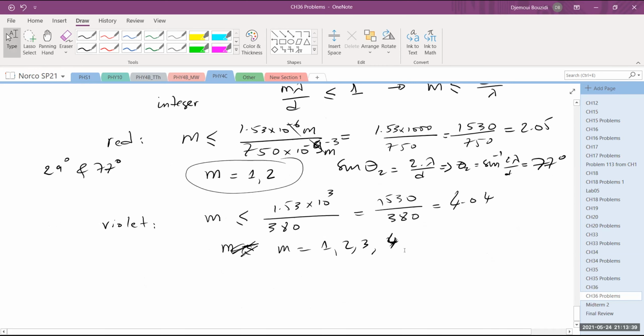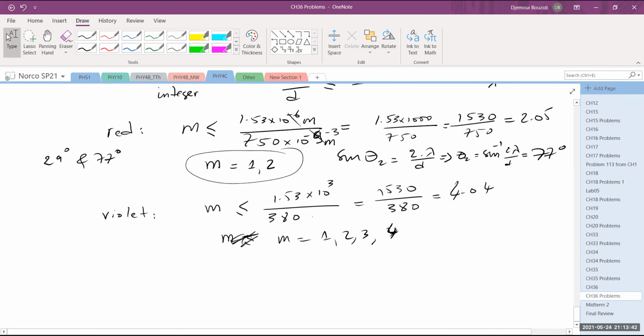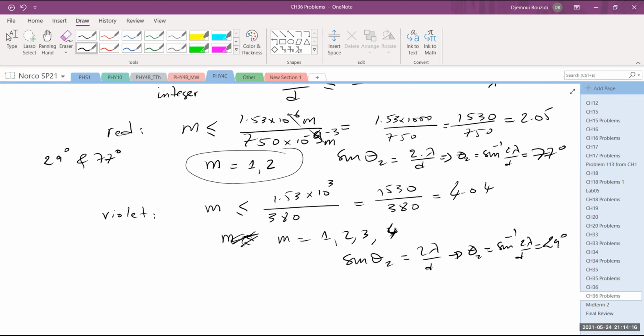How about the violet for the same order? For the violet, I will have sine of theta 2, which is a different angle, which is again 2 lambda over d, which means that theta 2 in this case will be the inverse of 2 lambda over d. Now I have to put the value of this lambda, not the other one. So I'm going to put it in here. I put the 2 back. And the value of the wavelength is 380. Okay, so this angle is 29.6 degrees, so it's going to be 30 degrees.